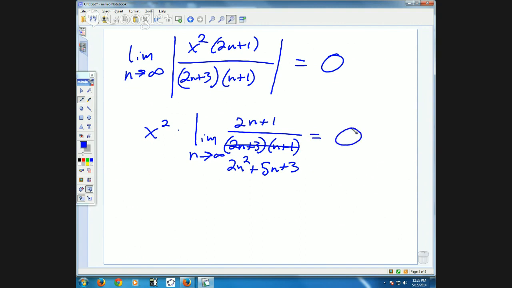That was the brain power I used. If you weren't sure about that, you could divide everything by n squared. That was our trick for that. And you'd still get 0. So if you didn't remember this from Calc 1 or college algebra, then you could divide everything by n squared, and you'll still get 0.